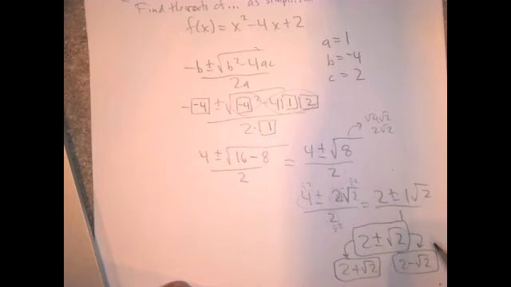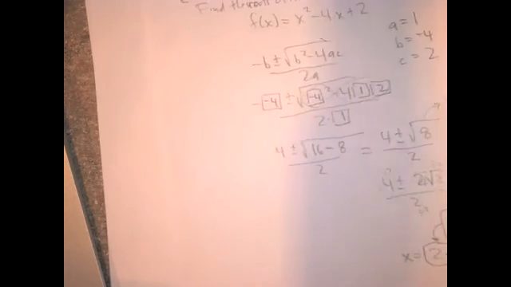I mean, it's hard to graph that because we don't know exactly what that is, but you know, square root of 2 is about 1.4. So this is like 2 plus 1.4, which is about 3.4. And this is like 2 minus 1.4, about 0.6. But you know, we're not going to graph these. We're just going to get the answers. Let's do one more. It's a little different.